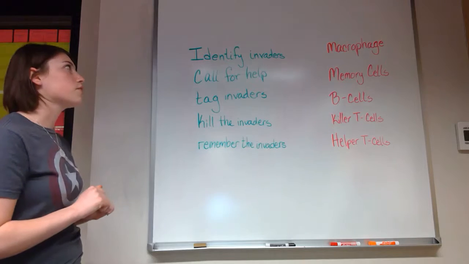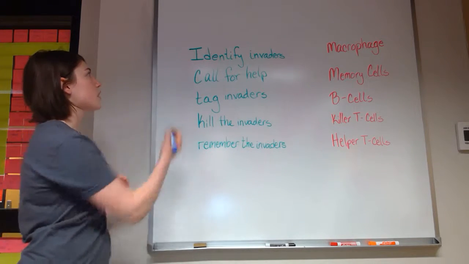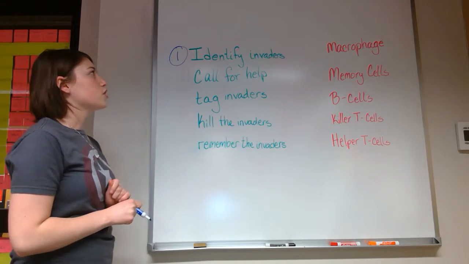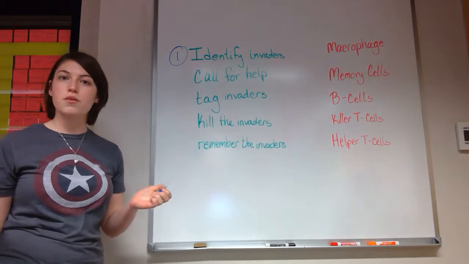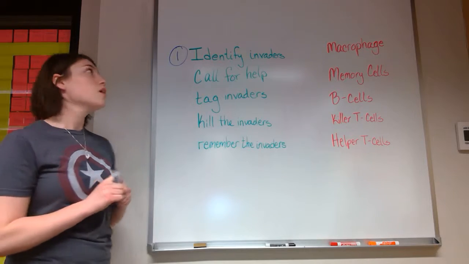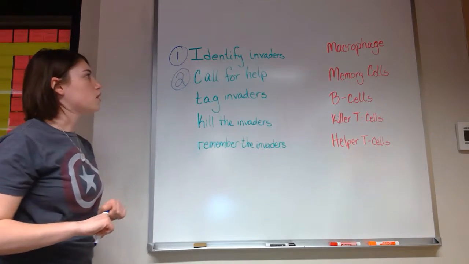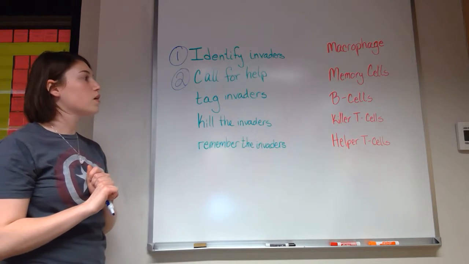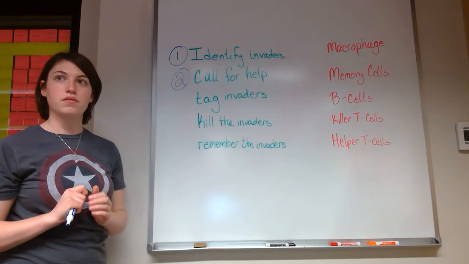So the first stage of the immune system was identification. The second stage: once you identify the intruder, what does your body have to do? It has to then get help. Yes. So it gets help, and now what does the body have to do? It has to track them down.